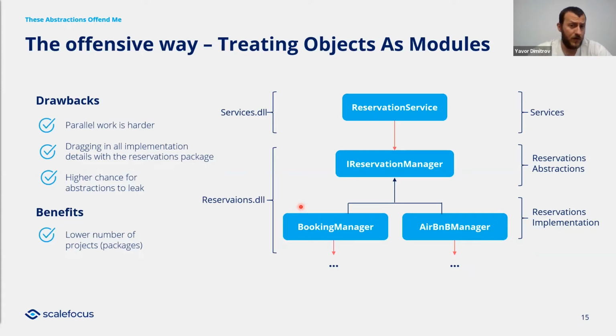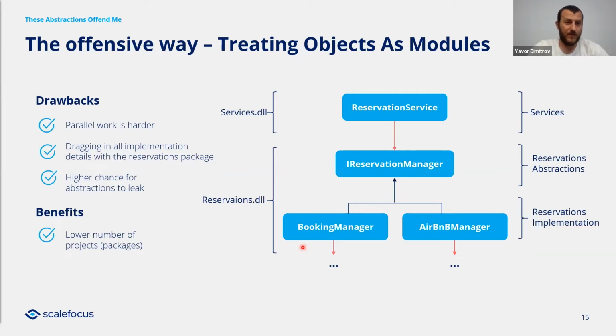If you don't do that, however, you can see that since services has a reference to reservations, our reservation service can directly bypass those abstractions and directly call code from our booking manager. So I need to list a benefit for that, since that's how I was taught. So a benefit of that would be that you would just have 2 packages instead of having more than 2.